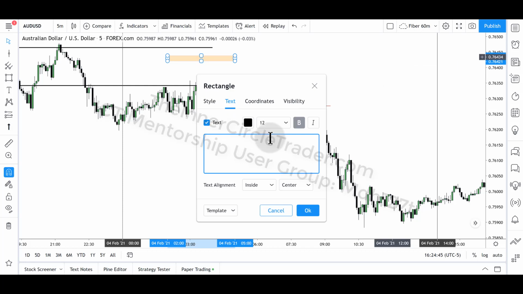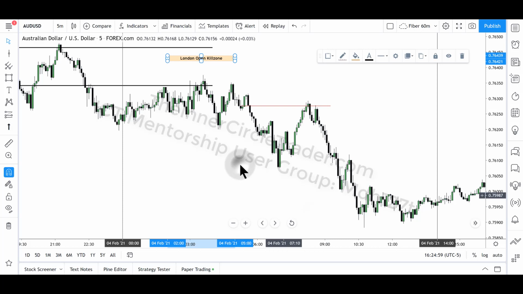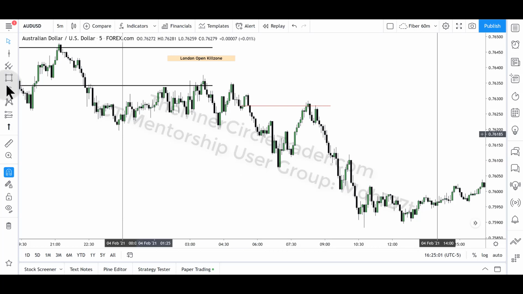Okay, and the way I add the annotation in the middle for the London Open kill zone, just simply type that in, and I'm clicking for the inside and center, and it appears just like you see all my other charts.